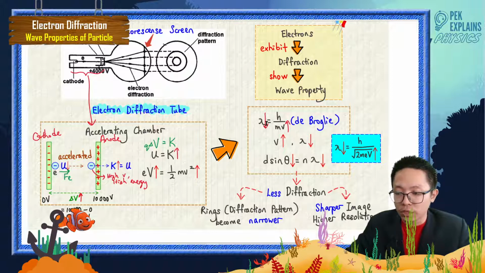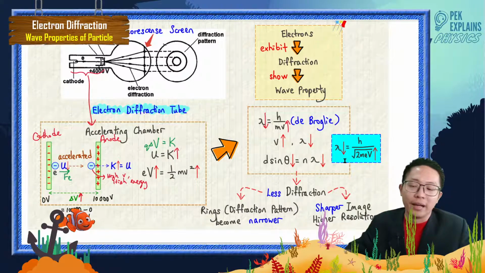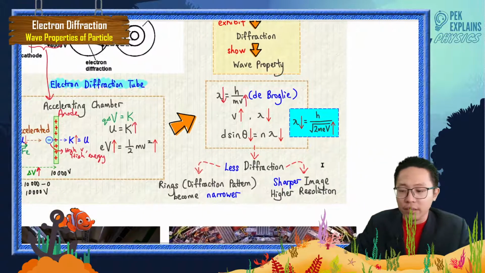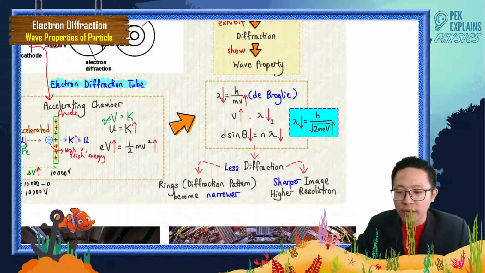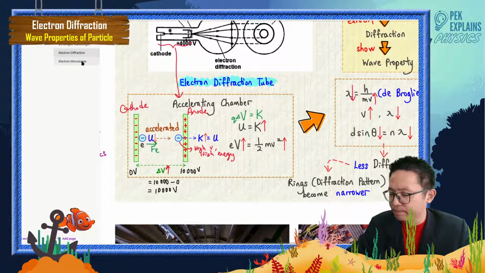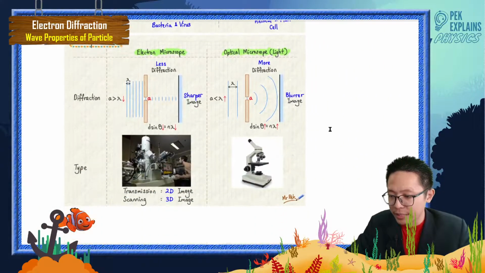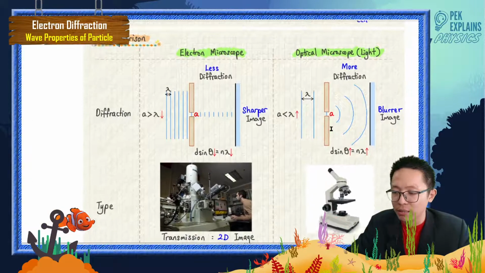Now it is a 2-in-1. This formula and this formula combined, you get this formula. So if high voltage, you get a high velocity and a small wavelength. Similarly, I can say high voltage, you end up with a smaller wavelength. The smaller the wavelength, the sharper the image. Maybe I straight away jump into here, what I said just now about the sharp image.